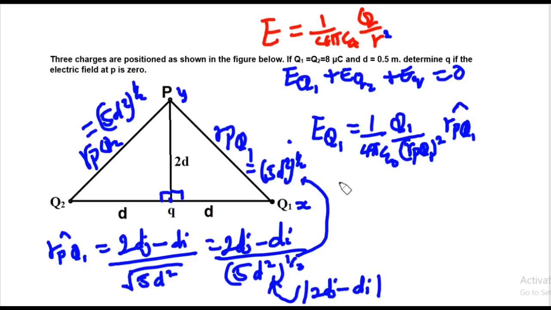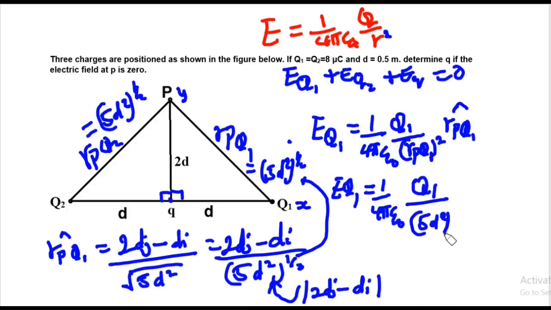So we have that EQ1 will now be 1 over 4 pi epsilon 0, times Q1. Now the distance squared, look at this: we have something like this, 5D squared to the power of half.